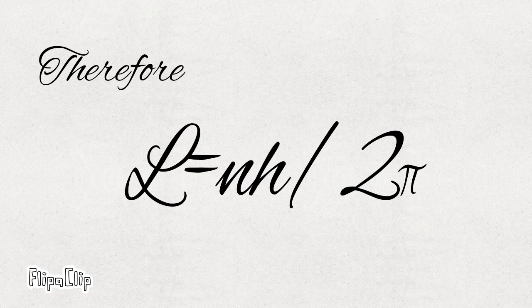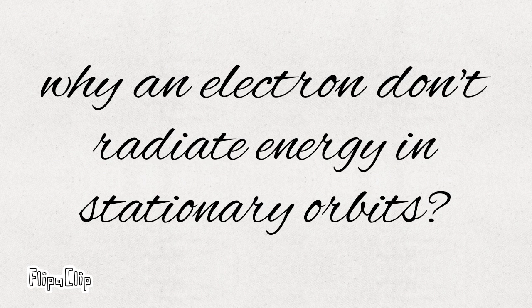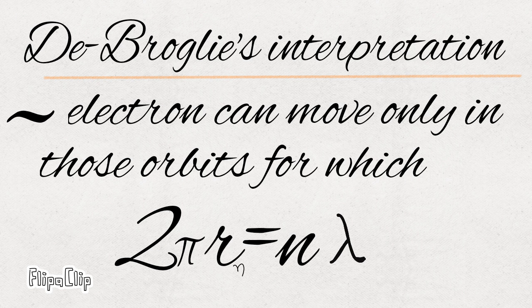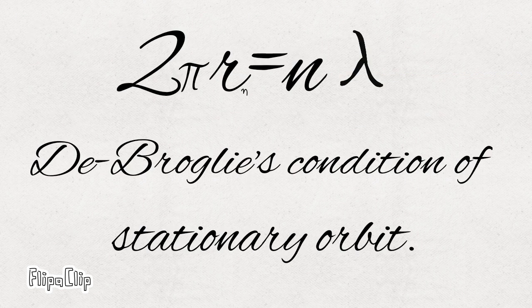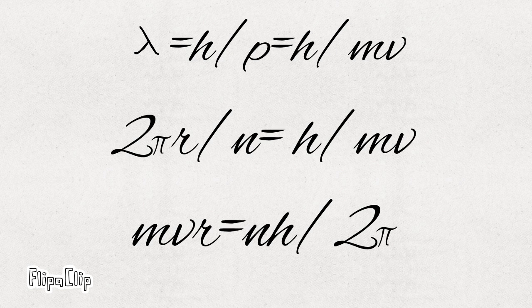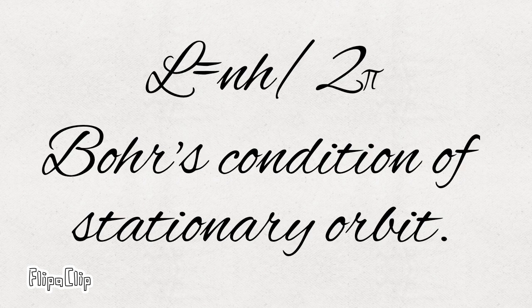Let's try to answer why an electron doesn't radiate energy in stationary orbits. According to de Broglie's hypothesis, an electron can move only in those orbits for which 2 pi r equals n lambda. This equation is called de Broglie's condition of stationary orbit. According to de Broglie, the orbiting electron behaves as a wave, and the wavelength of the wave associated with the electron is h divided by p. Using de Broglie's condition of stationary waves, we obtain Bohr's condition of stationary orbit.